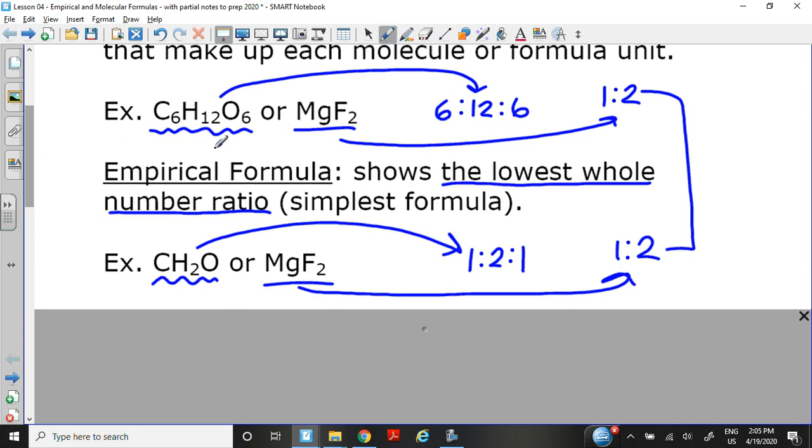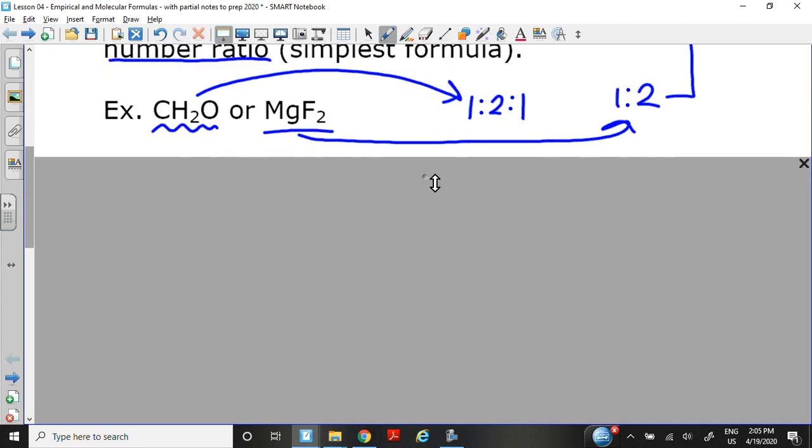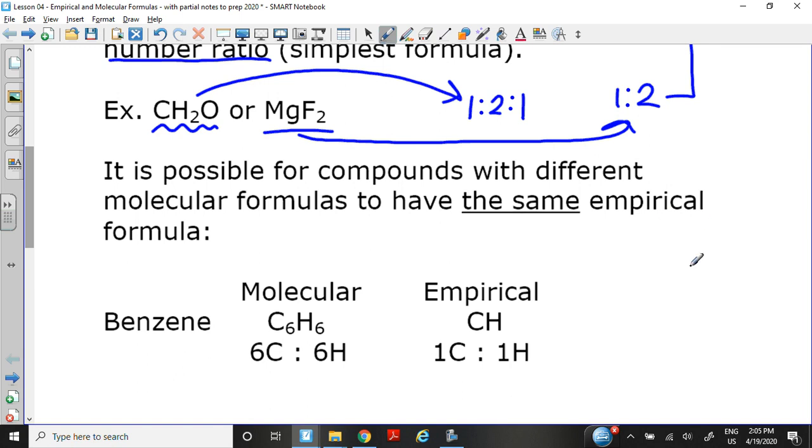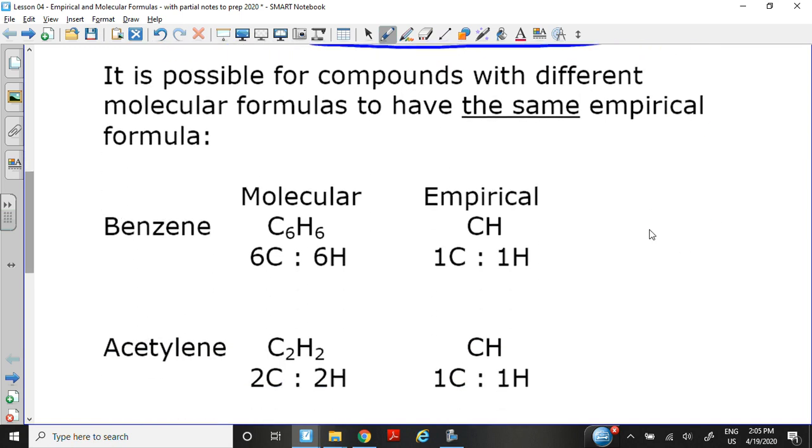A little bit more on this, if we take a look at a few more examples together. It's also possible for compounds with different molecular formulas to end up having the same empirical formula. So how would this work? Let's take a look here. First, we're going to look at benzene, and we're going to compare it to something called acetylene. Benzene's a molecular compound, 6 carbons, 6 hydrogens. It's a 6 to 6 ratio. Acetylene's molecular formula is 2 carbons to 2 hydrogens. They do not have the same number of atoms in their molecular formula.